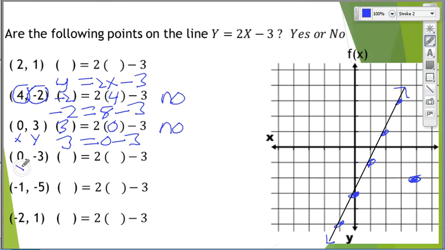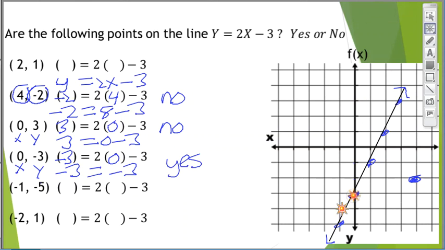Okay? If we look at (0, negative 3), let's see, if we plug negative 3 in for the y, 0 in for the x, 2 times 0 is 0. 0 minus 3 is negative 3. And negative 3 does equal negative 3. And if we look at our graph, (0, negative 3), we can see that it is on the line. Okay? The next one, (negative 1, negative 5).